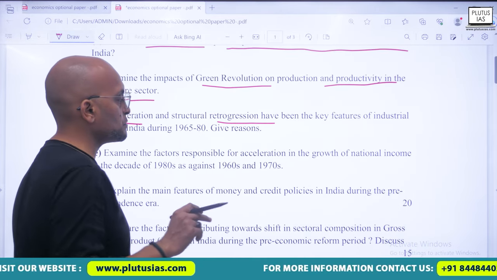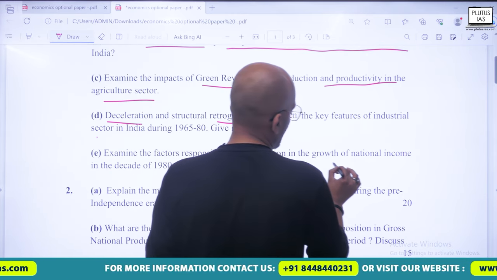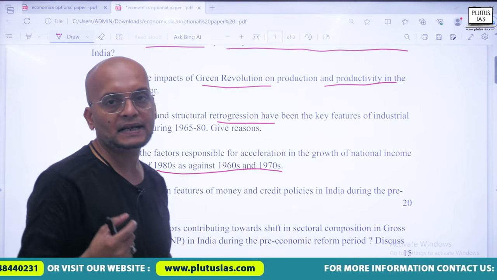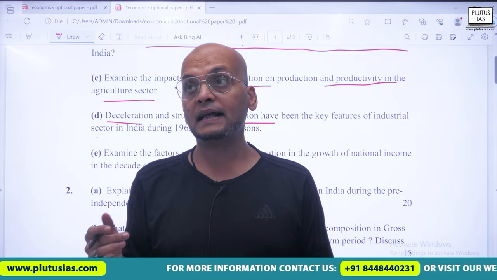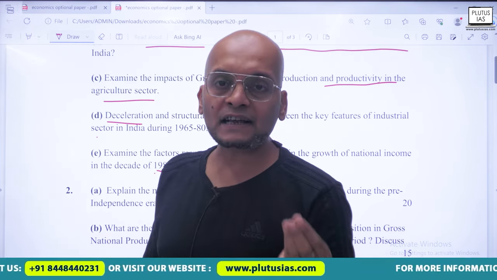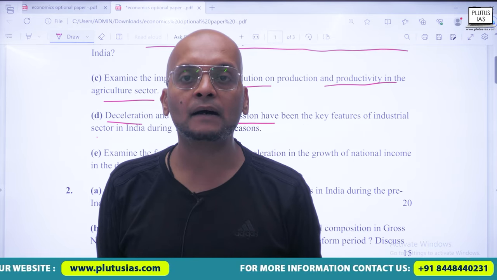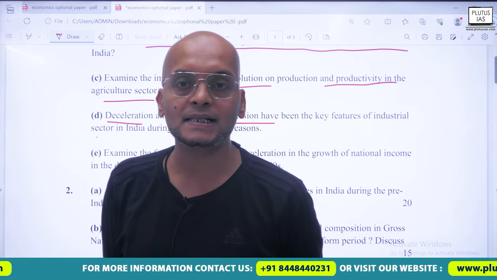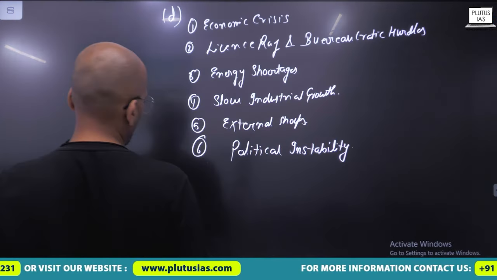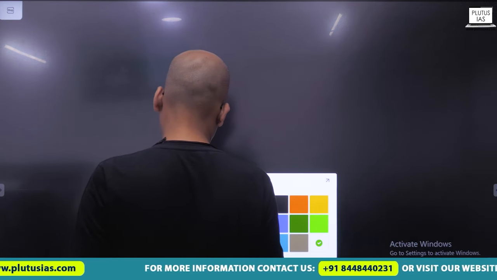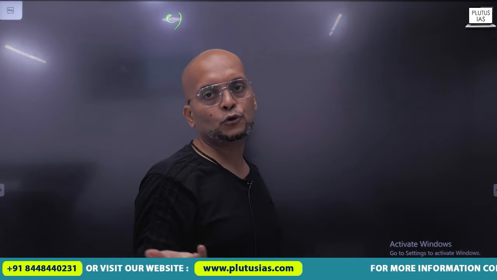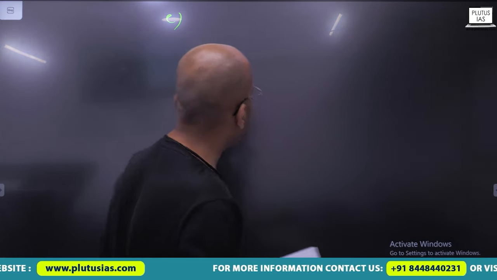Next question is, examine the factors responsible for acceleration in the growth of national income in the decade of 1980 as against 1960 and 1970. So what the question is asking us is that there was acceleration in the growth of national income. So what were the factors that accelerated the national income in the 1980s in comparison to the 1960s and 70s? That's what we have to tell in this answer. So let us see. So I'm writing several factors, and you could have explained these factors for the complete answer.